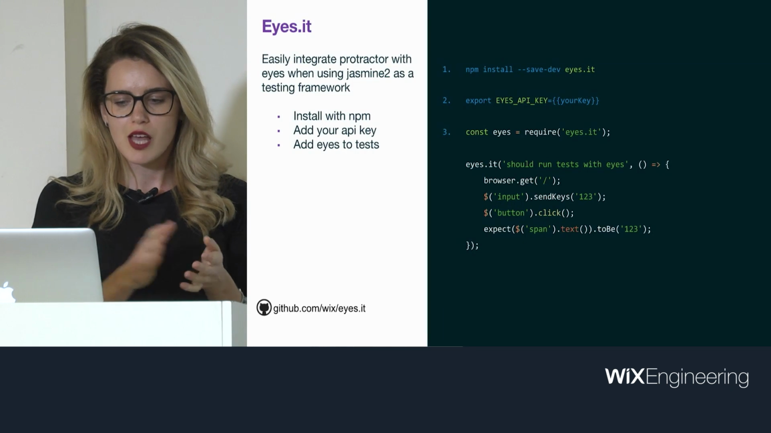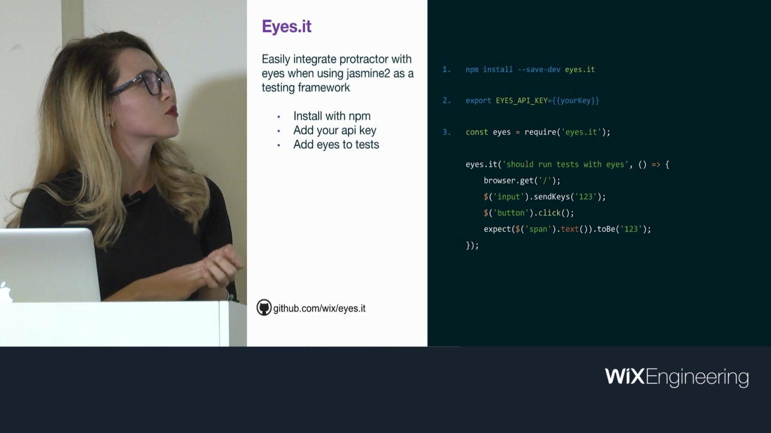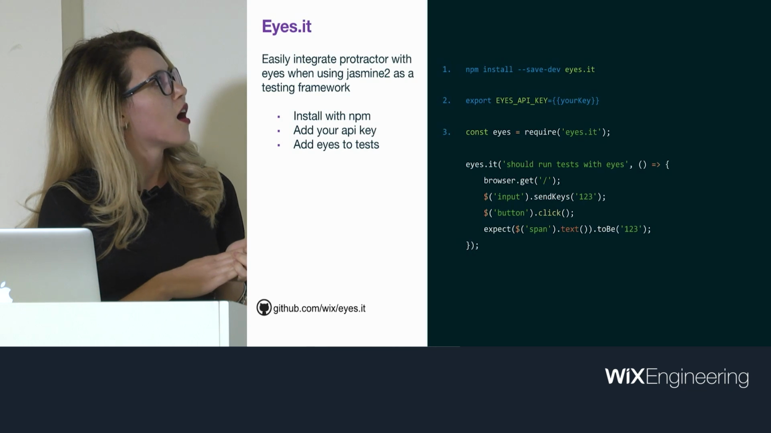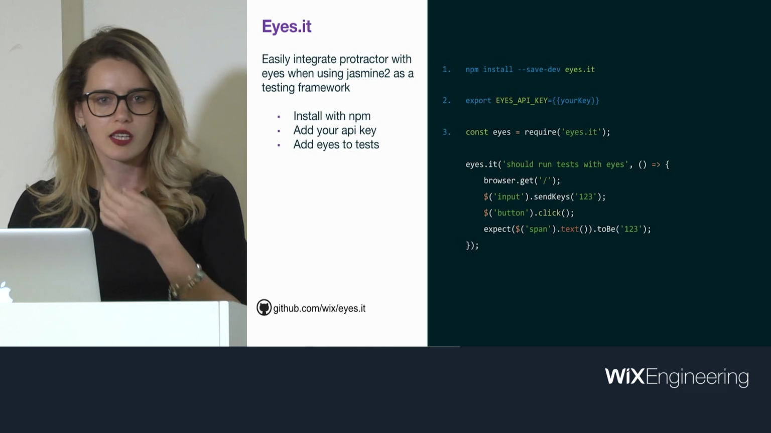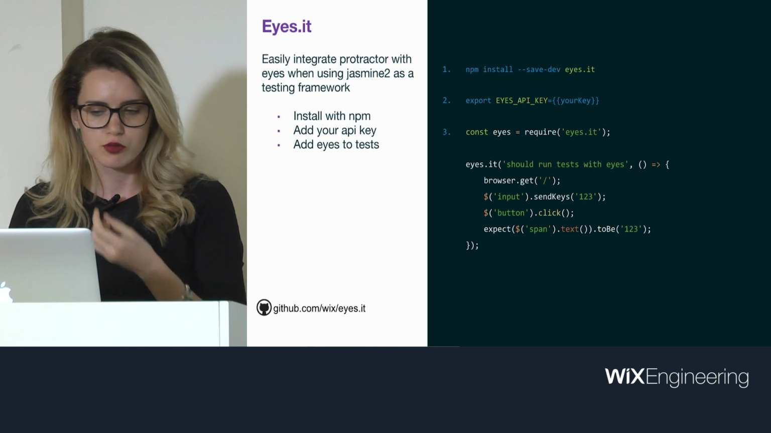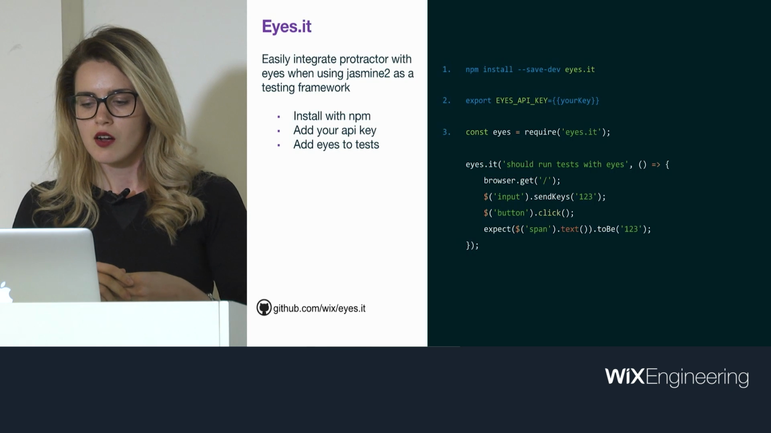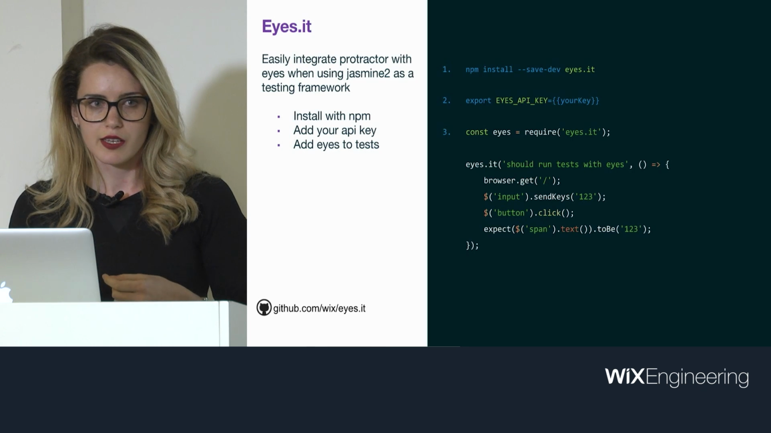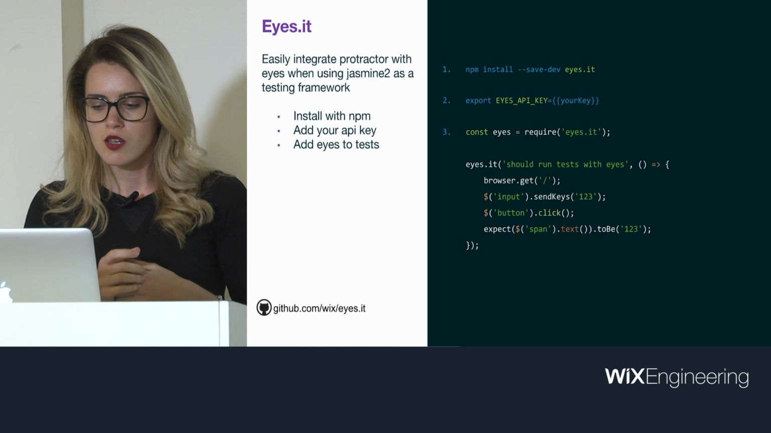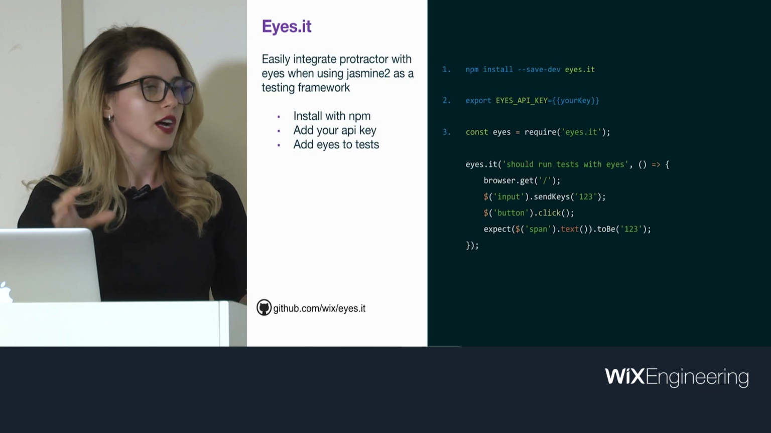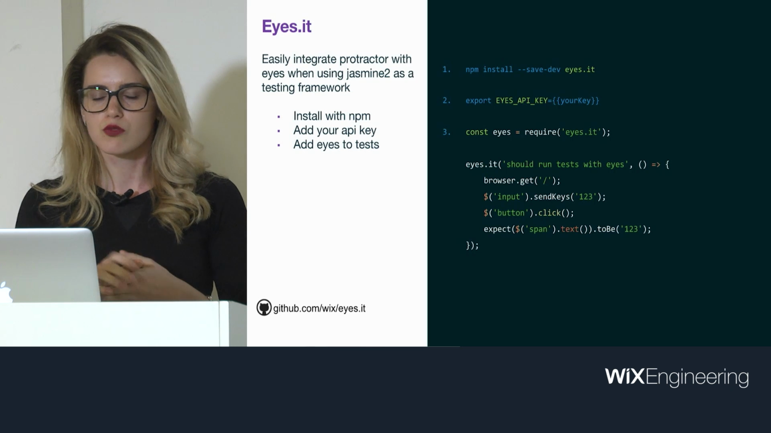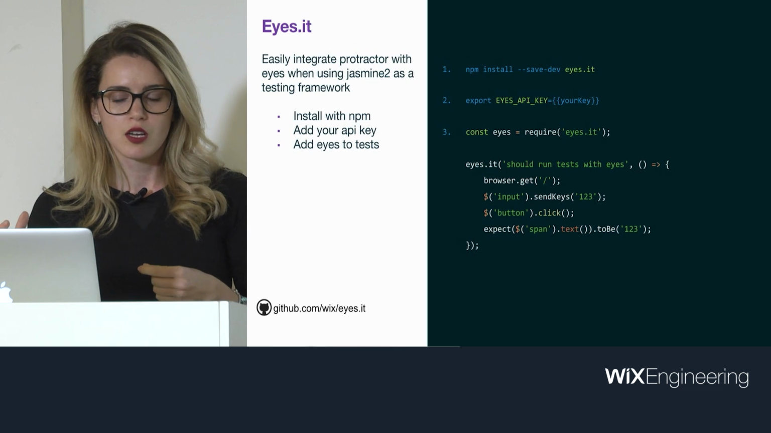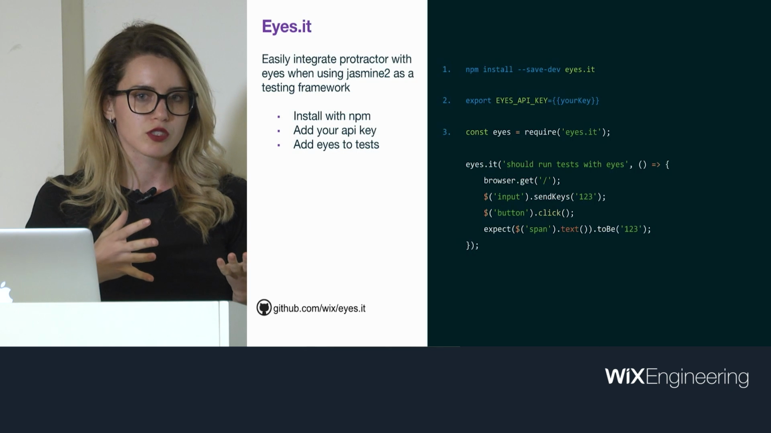What you need to use this library, again, it's open source, so you're welcome to use it. You're installing it with npm, adding your API key, which you're getting in your Applitools account. Then you need to require eyes.it. And instead of having your it test, you're just adding eyes.it, and at the end of the test, it will create a screenshot and compare it to the previous screenshot.